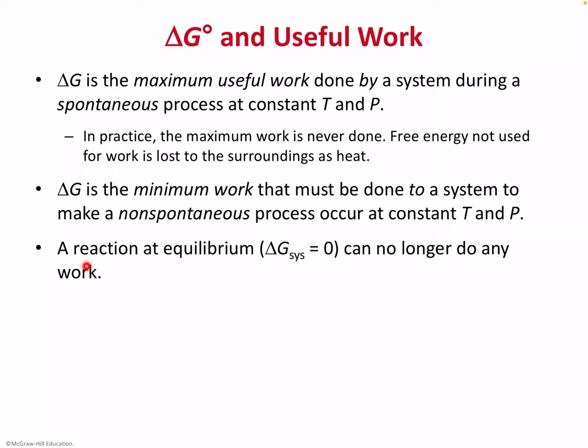We know for a reaction at equilibrium, delta G of the system would be 0 because there is no forward reaction and no backward reaction happening. They are at equilibrium. So at equilibrium, delta G is 0. It can no longer do any work.